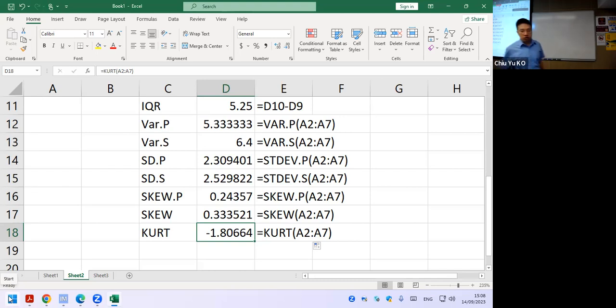Lastly, we want to go over how you can handle the covariance and correlation coefficient.